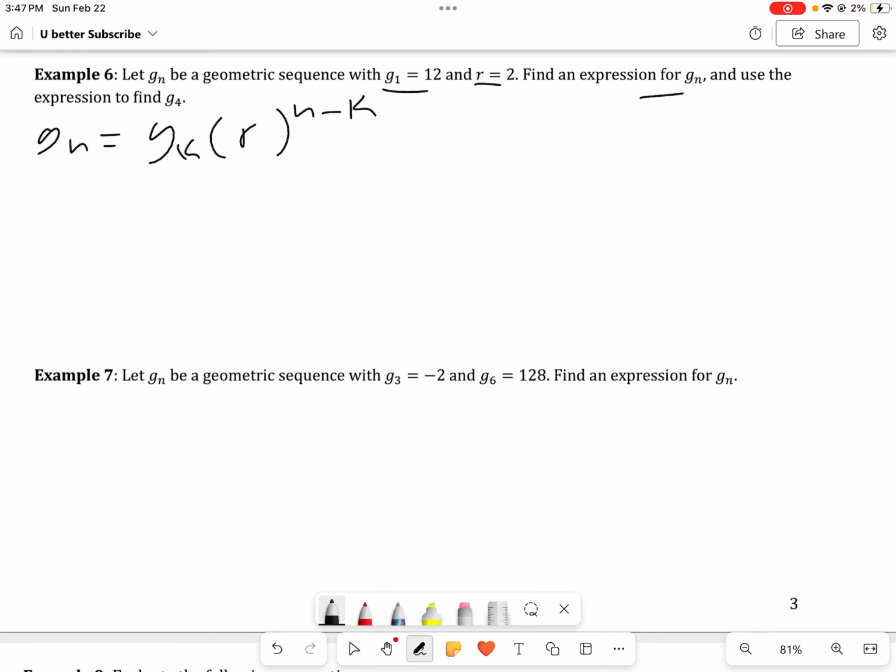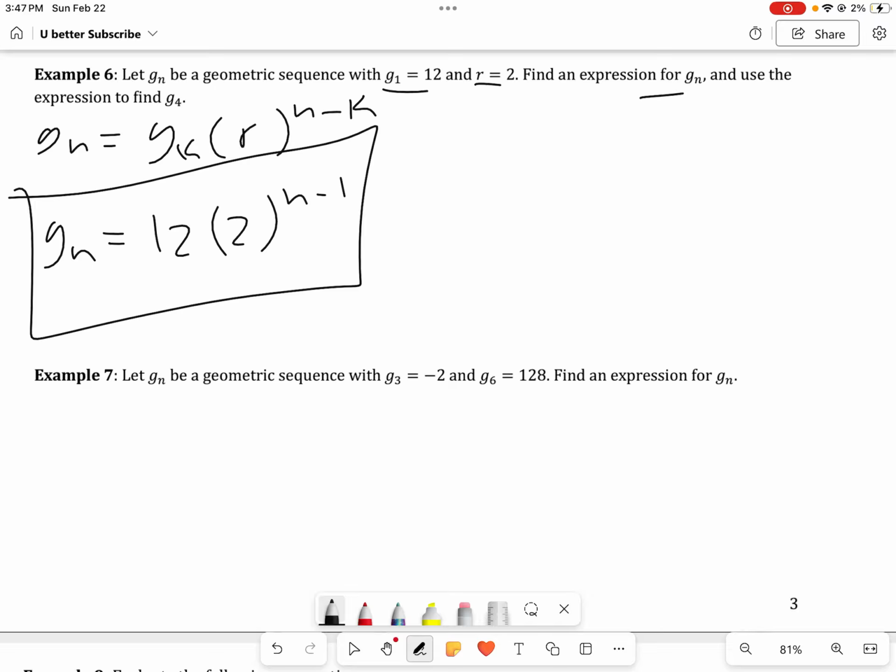We have r, and we have k, because it gives us 1. So we can write it as g of n, let's use g of 1. So our k is going to be 1, and g of k is 12. We have our r, and the exponent is n minus 1. So we have the expression.